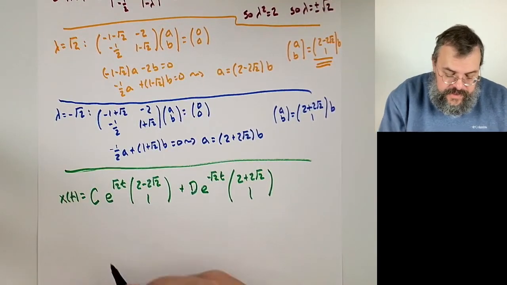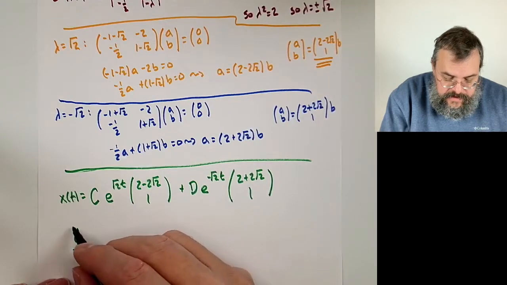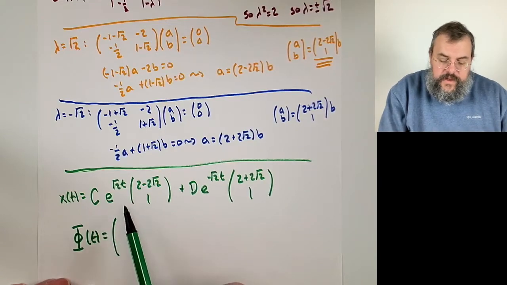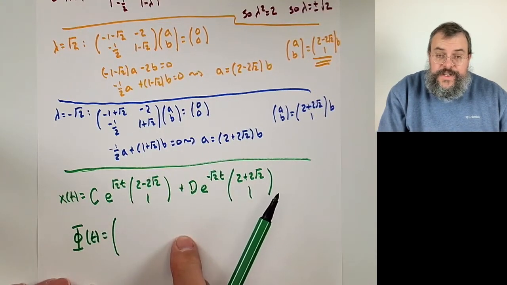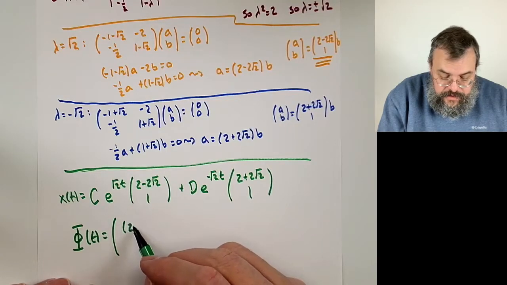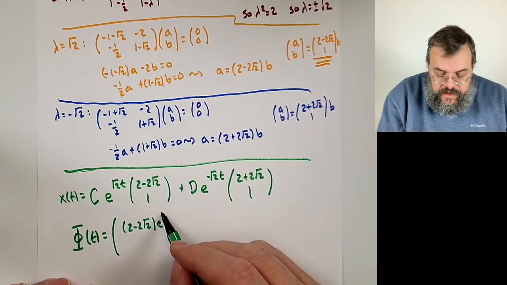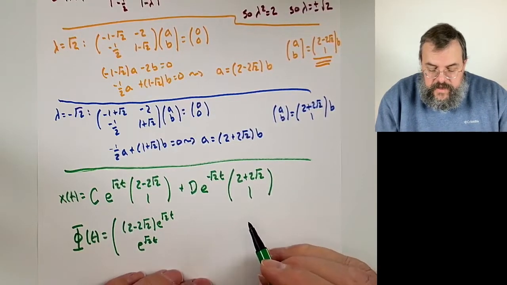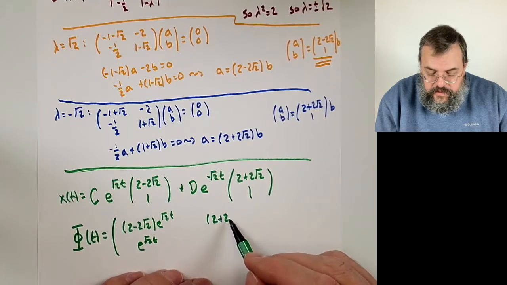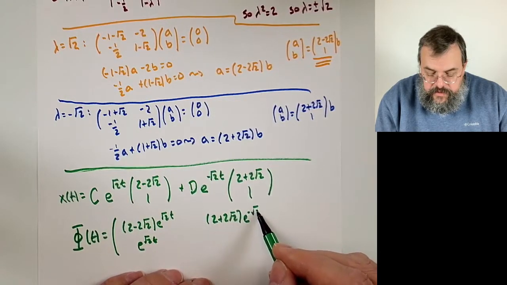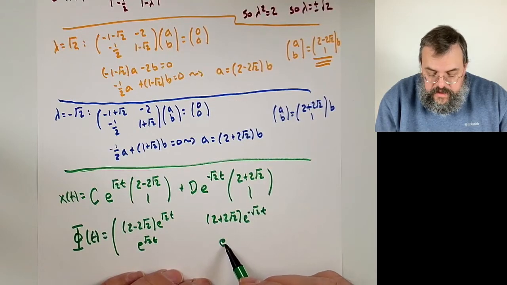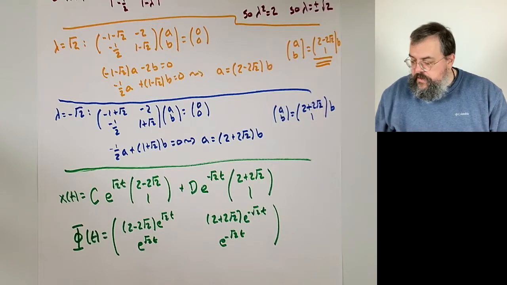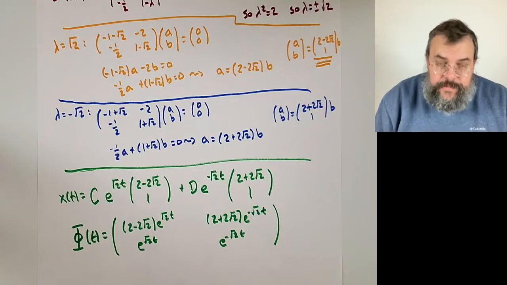The next thing to do is to say, hey, what is our fundamental matrix? And what we do is we just say, okay, we slide our solutions in. So we're going to get 2 minus 2 root 2 e to the root 2 times t and e to the root 2 times t, and 2 plus 2 root 2 times e to the minus root 2t and e to the minus root 2 times t. Okay, so that's our nice fundamental matrix.